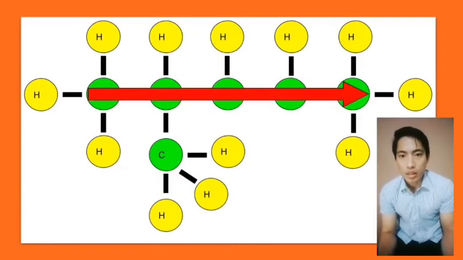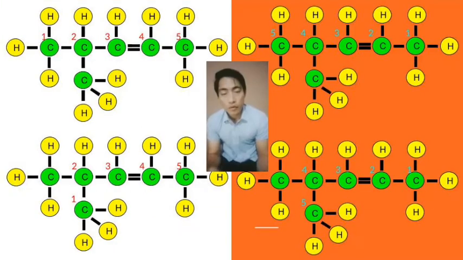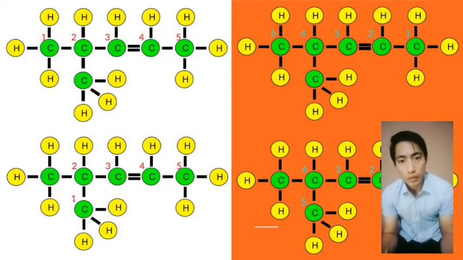Then I'll start with the numbering. Here the numbering goes like this: the double bond should get the least number. If you observe carefully, the double bond is getting the second position in the third and fourth options, so either the third or fourth option can be chosen for the nomenclature.